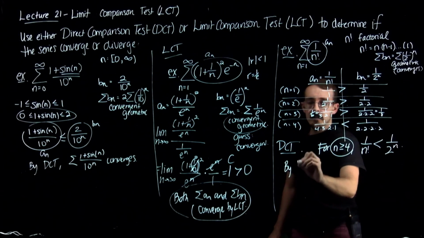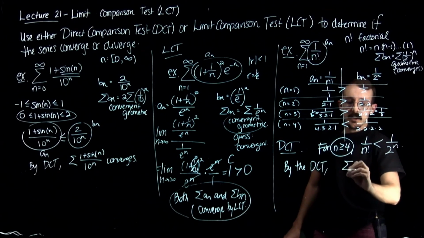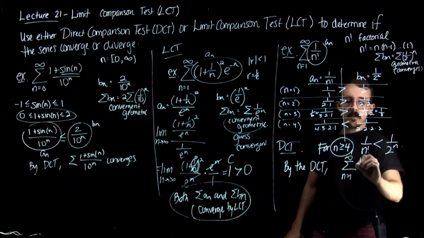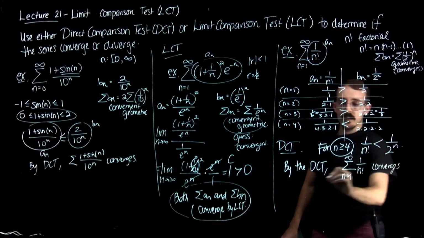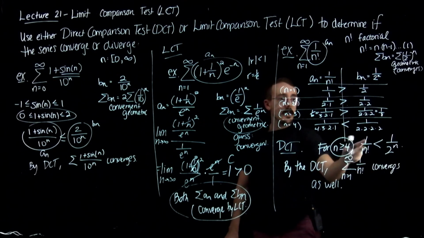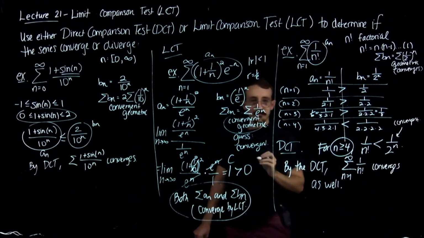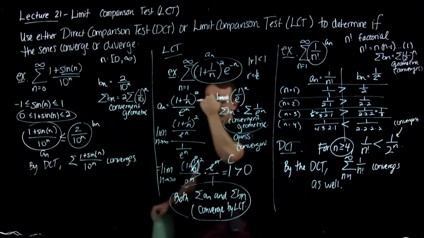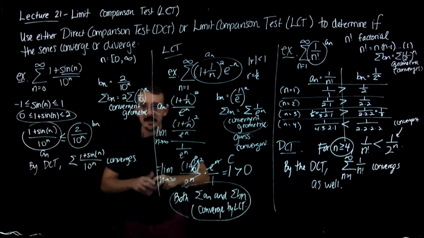So by the direct comparison test, the summation of n equals 1 to infinity of 1 over n factorial converges as well. Because at some point, at n equals 4, this is less than a convergent geometric series. OK, so those are those 3 examples. I hope those were challenging. I wanted to challenge you with those.